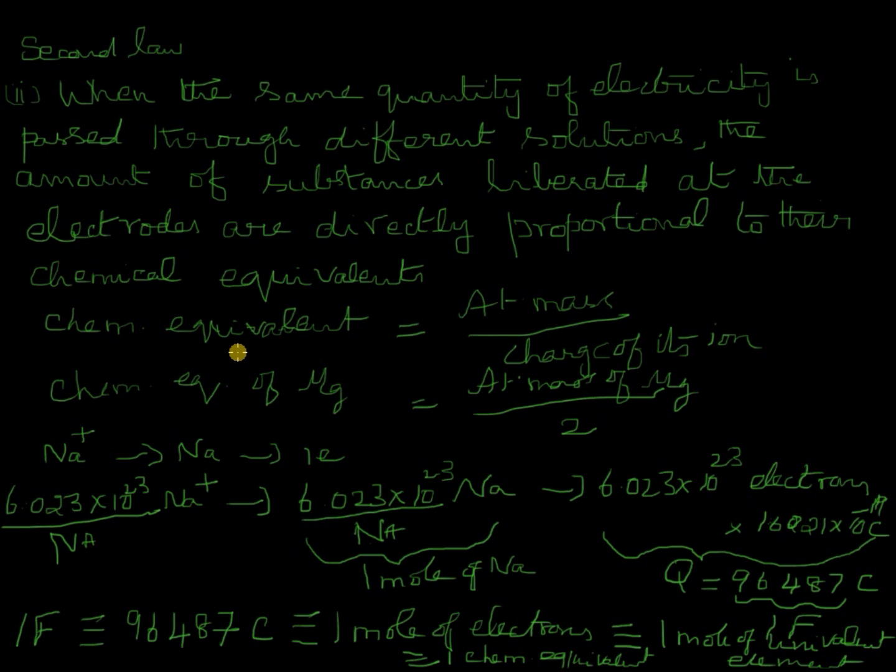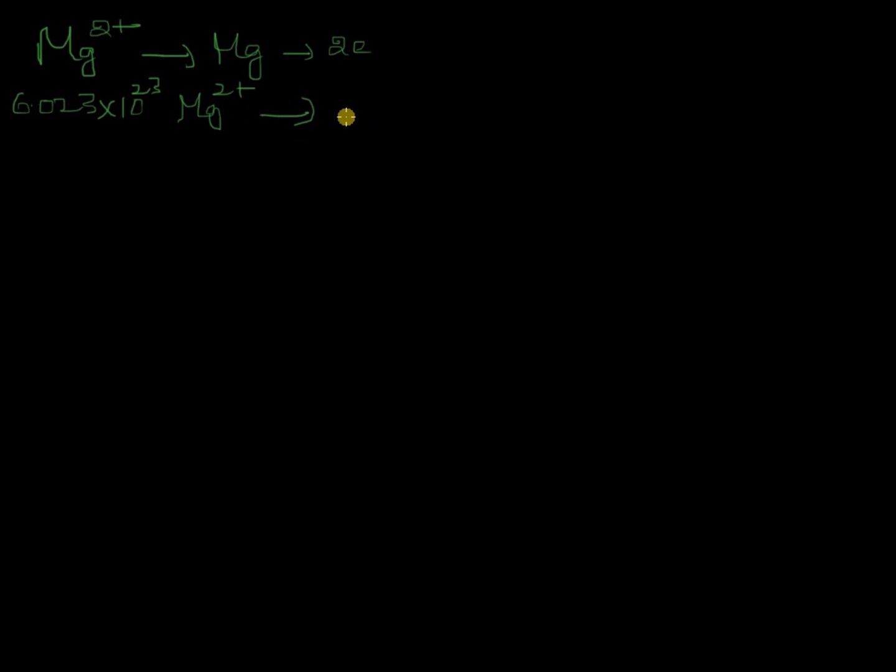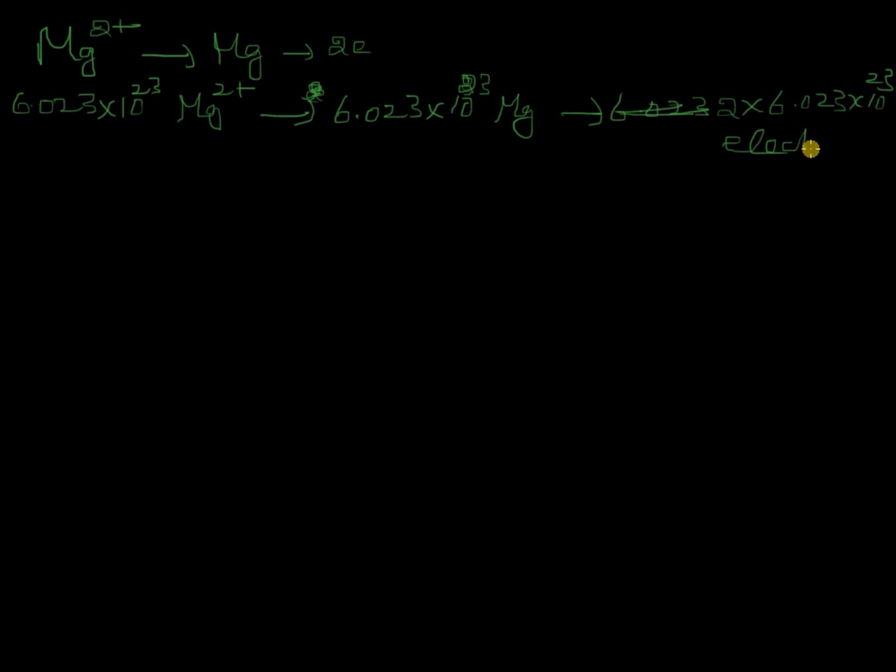Let us consider the other ions now. If we consider electrolyzing magnesium chloride, the magnesium ion will go to the cathode and will get discharged as magnesium atom, and it will need 2 electrons. Then 6.023 into 10 to the power 23 Mg2+ ions will get discharged as the same number of magnesium atoms, and this will be needing 2 into 6.023 into 10 to the power 23 electrons. That is the main thing to be considered here.